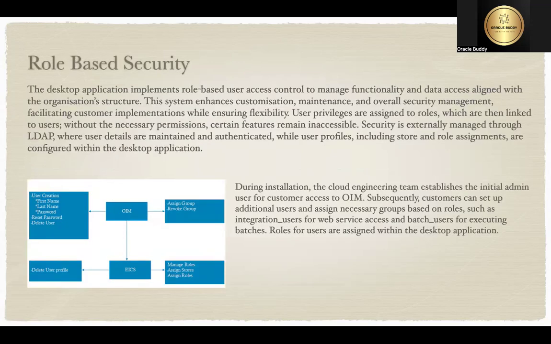So here, first we will discuss role-based security. The desktop application implements role-based user access control to manage functionality and data access aligned with the organization structure. The system enhances customization, maintenance, and overall security management, facilitating customer implementation while ensuring flexibility. User privileges are assigned to roles, which are then linked to users.